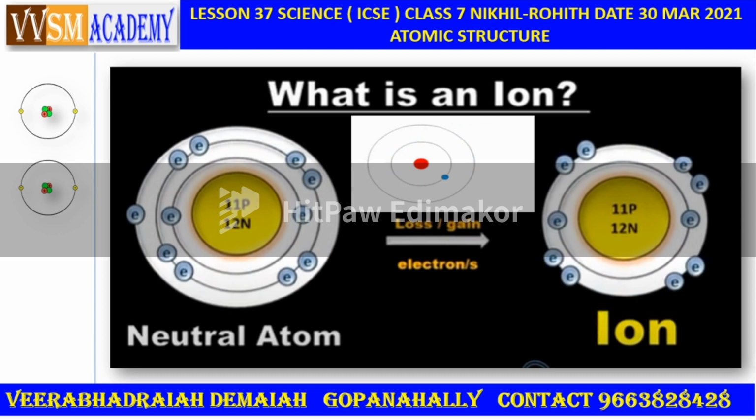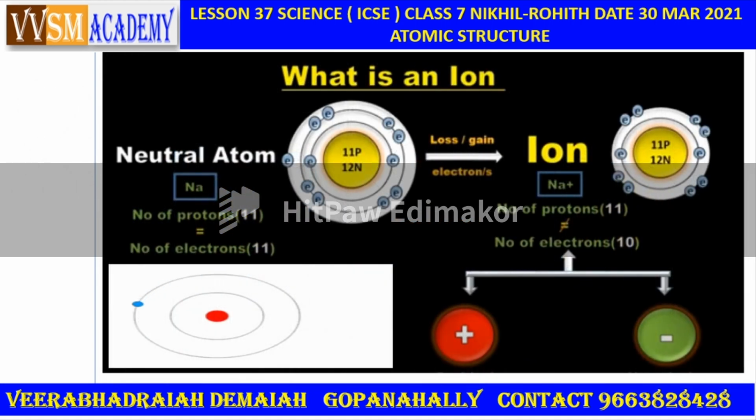Loss of electron, the neutral atom will be positively charged, and gain of electron, the same neutral atom will be negatively charged. It all depends upon the number of electrons lost or gained during the chemical reaction. That leads to the study of ions. Now today I would like to discuss what is an ion. Ion is a charged particle, my dear friends.